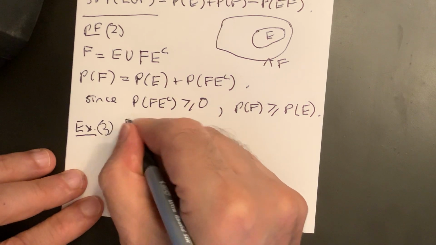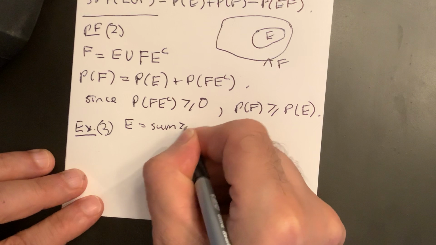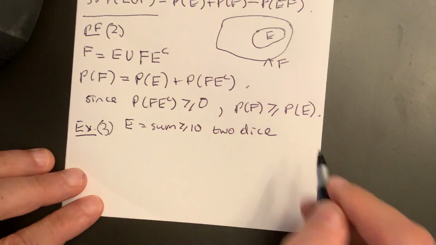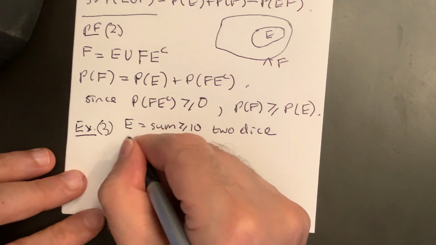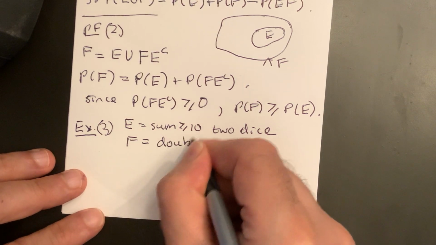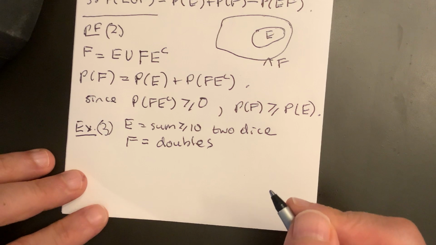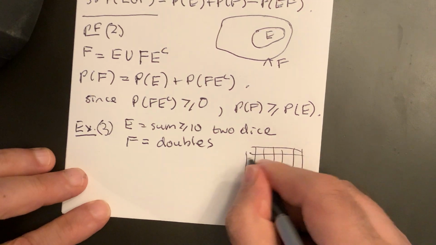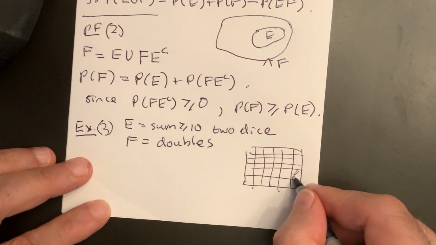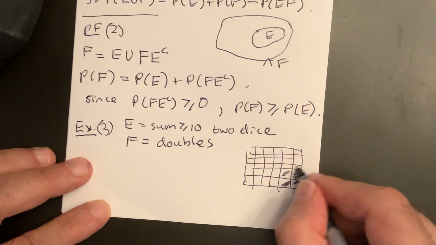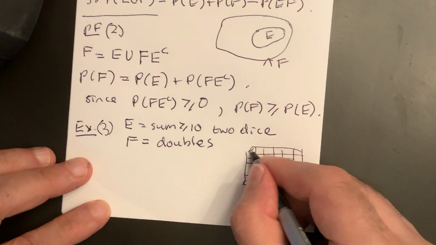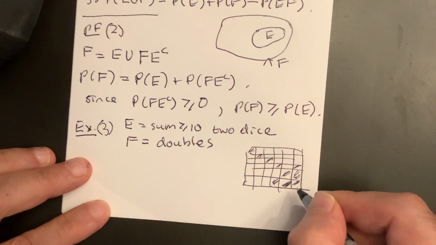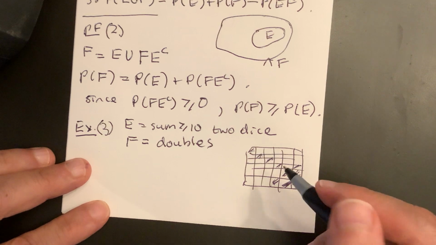Suppose again E is the sum greater than or equal to 10 on 2 dice. So that's 6 outcomes, right? And let's let F be, say this time, doubles. All right, well then, if I make my picture here, we know this is the union here. That's E. And then F is all the diagonal. Okay, yeah, right. All the diagonals.